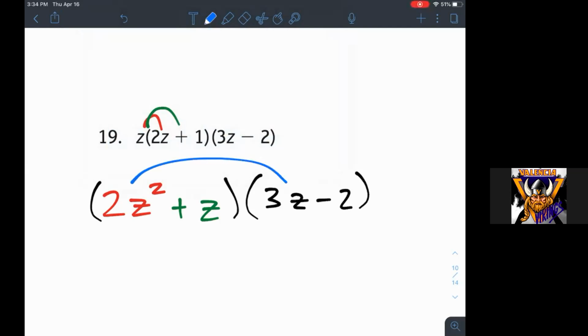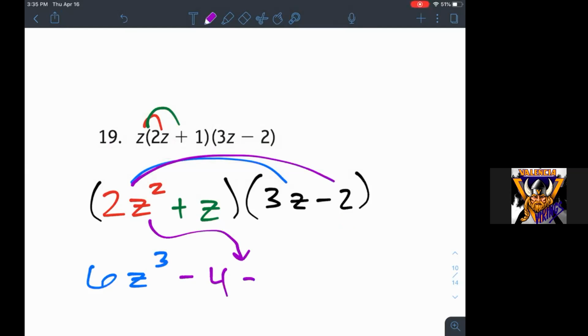First times first, 3 times 2 is 6. That was number times number. And then variable times variable, z squared times z is z to the third. All right, on to the next one. Ready? 2z squared times -2. Number 2 times number -2 is -4. Notice that there is no z over here, so this z squared will just drop down in our product.